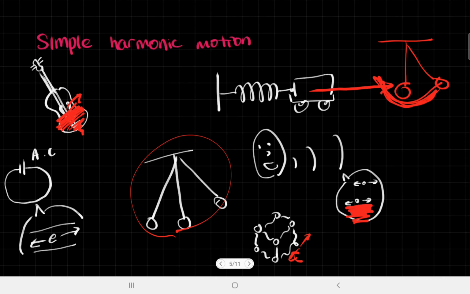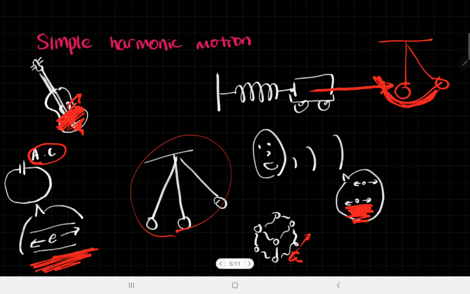In an alternating current, the current direction is constantly changing. This means that the electrons within the wires are also constantly going back and forth about a fixed position, and that is also following simple harmonic motion.